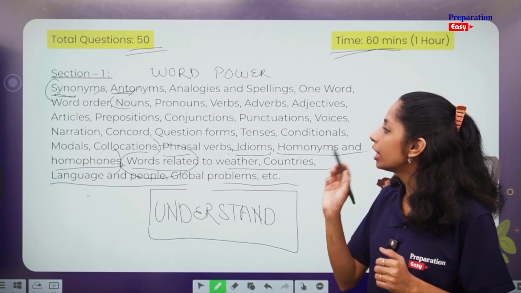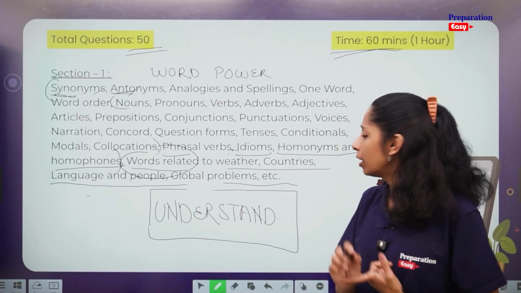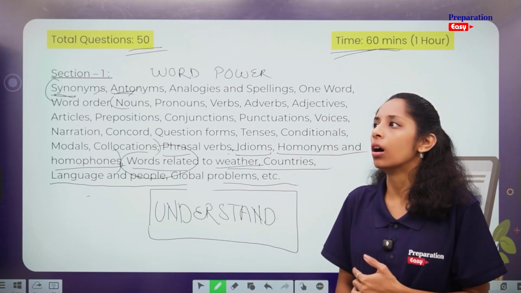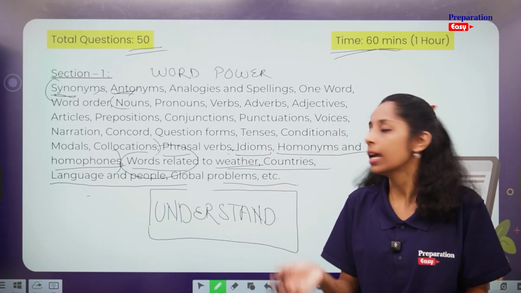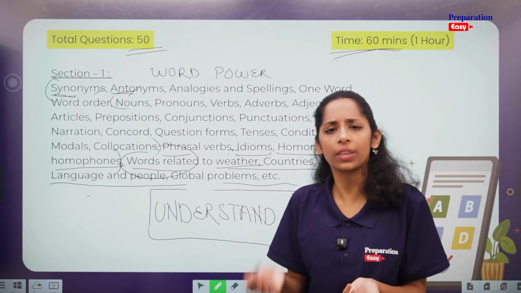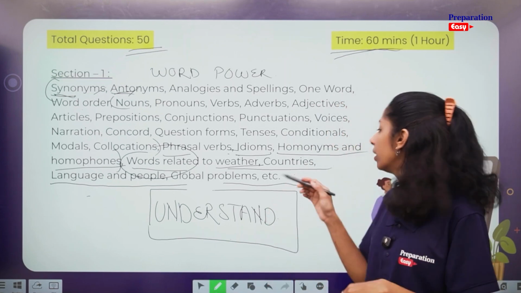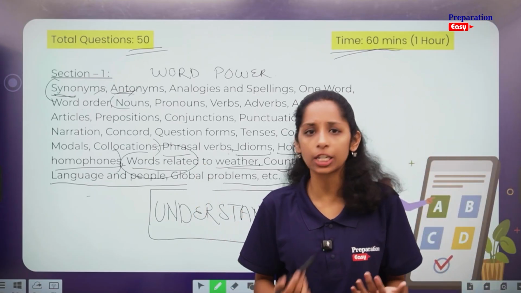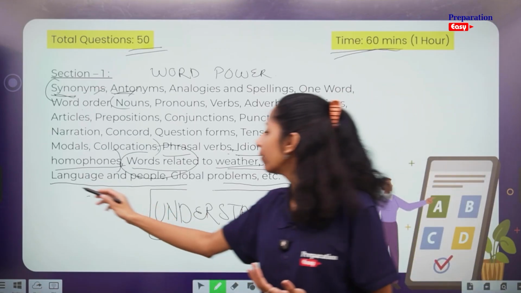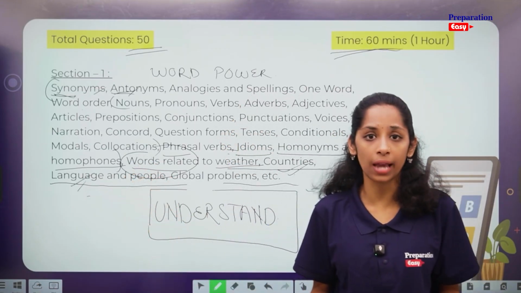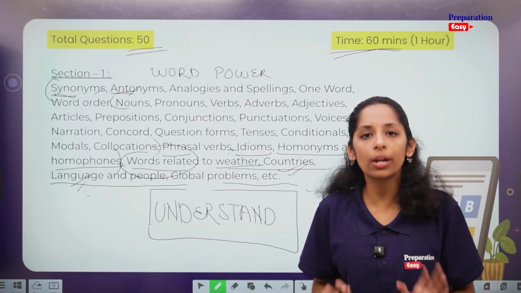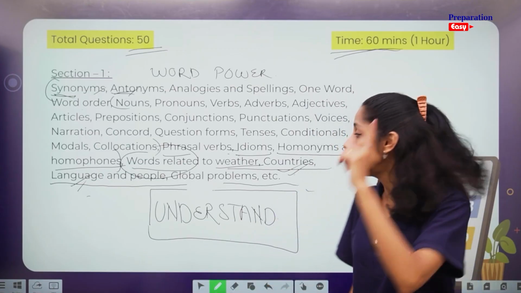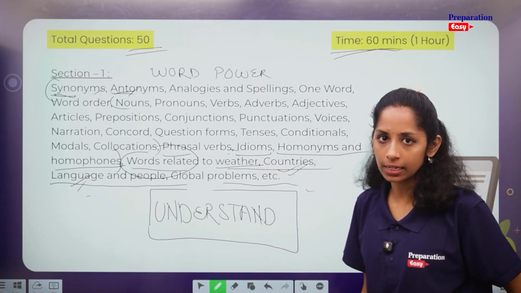So there will be questions asked related to weather. It could be, for example, what is the weather condition. Questions will be asked about weather conditions or anything related to weather. Then countries, which is somehow related to geography. Then language and people, maybe tribal languages will be asked. We are not really sure what kind of question is expected in this section. However, we know the pattern.